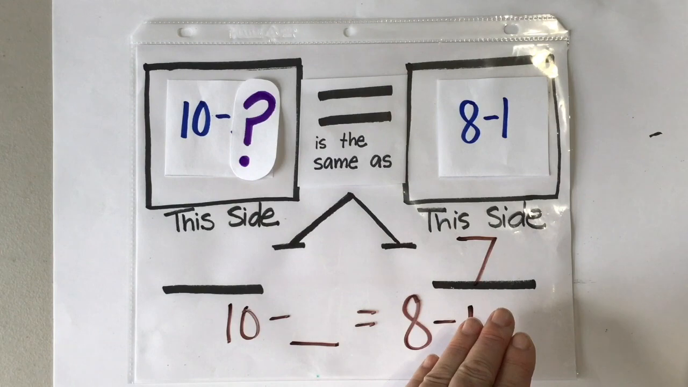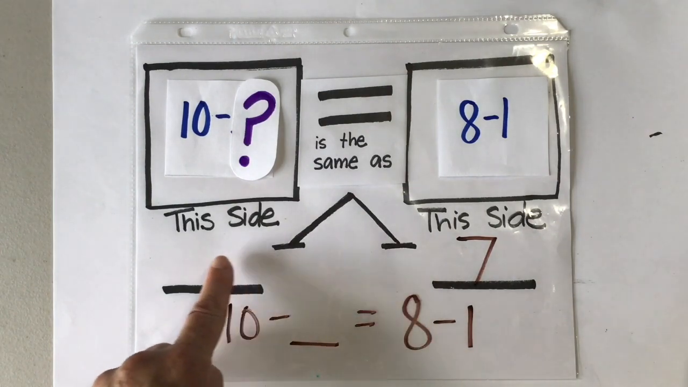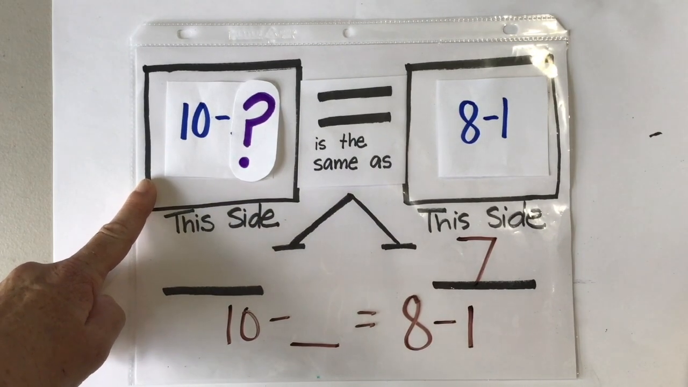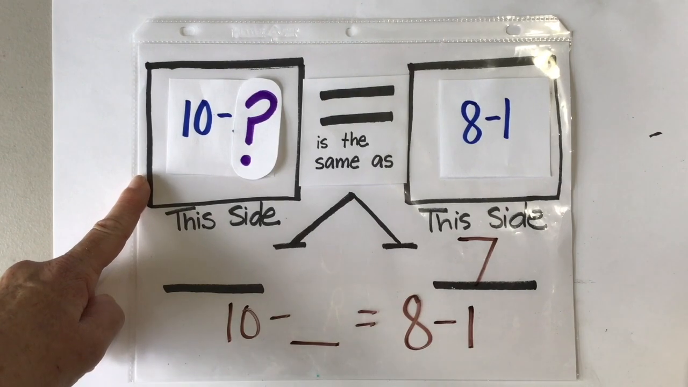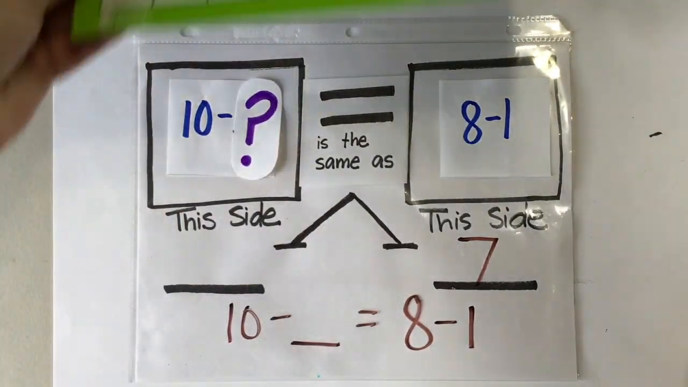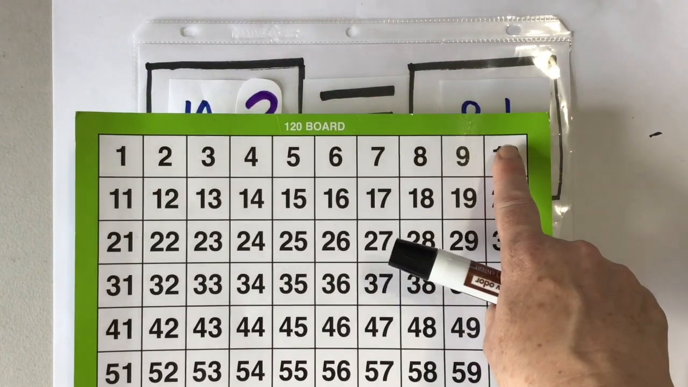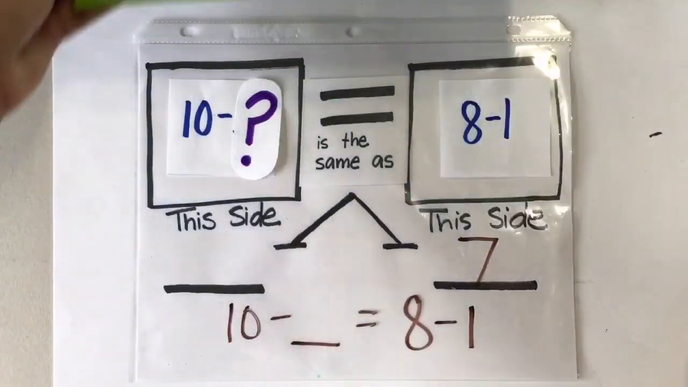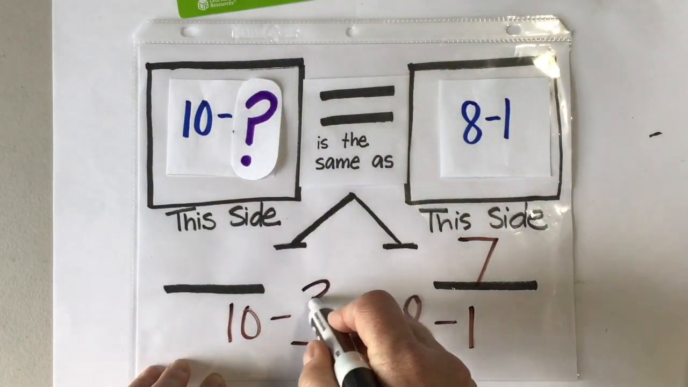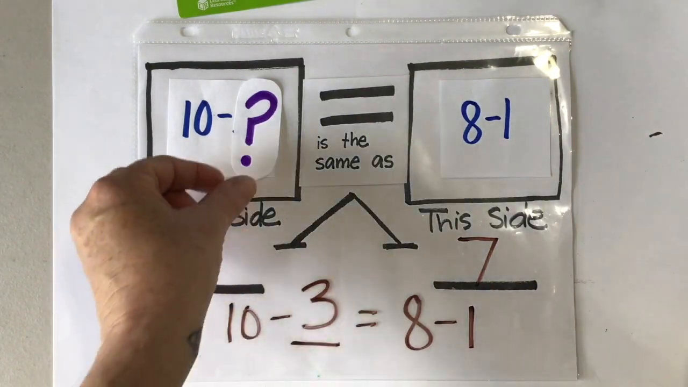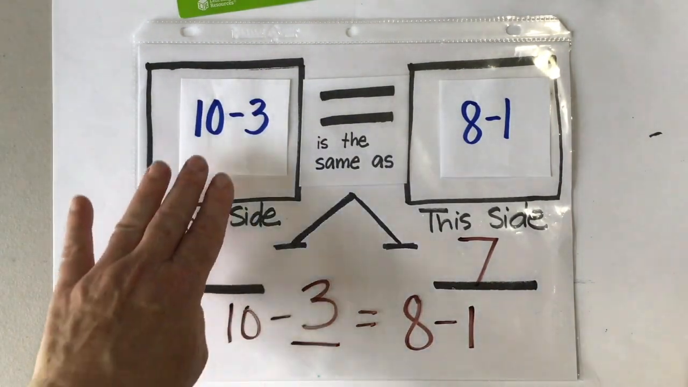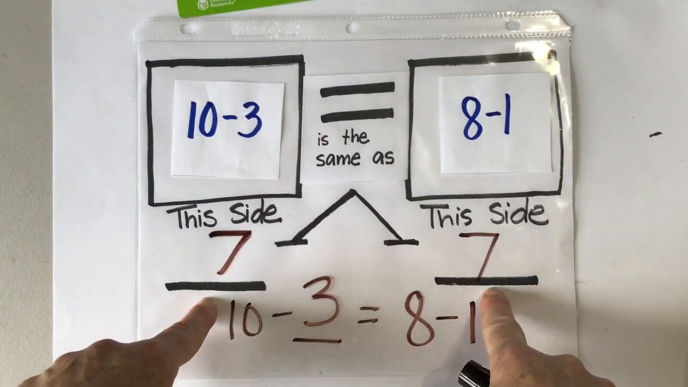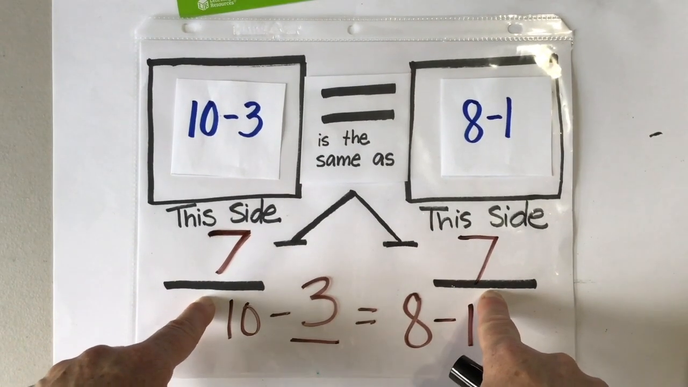So I know this side of my equal sign is 7. But now I have to make this side of the equal sign be 7. 10 minus something is 7. You might know it. Let's go back. I've got to get from 10 to 7, so I'm going to count backwards. 1, 2, 3. So 10 minus 3 should equal 7. Let's double check it. Hey, we found it. So 10 minus 3 equals 7. And now both sides of my equation are the number 7.